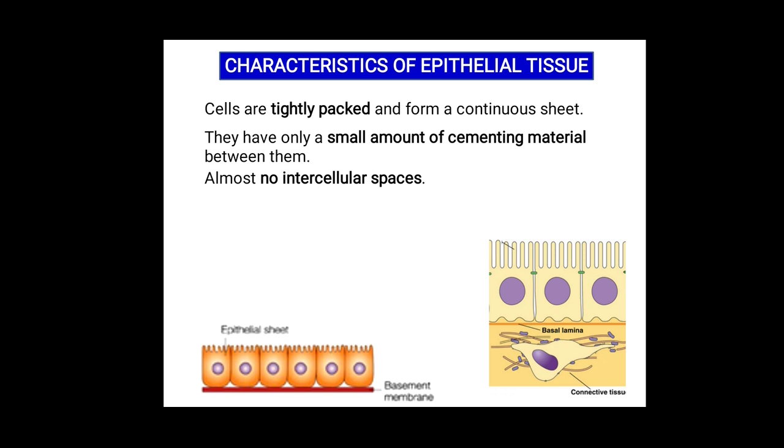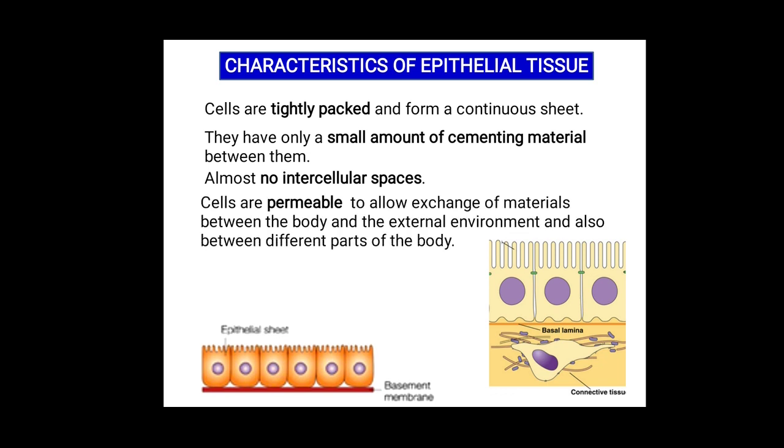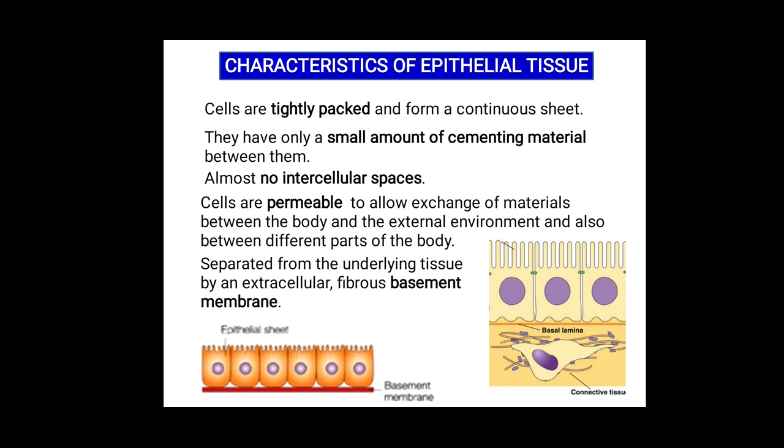You can see there are no intercellular spaces, but what is important is that across this membrane so many materials will be exchanged. So it should be permeable. The cell should allow materials to move. And this is very important: always at the base there is an extracellular fibrous basement membrane.